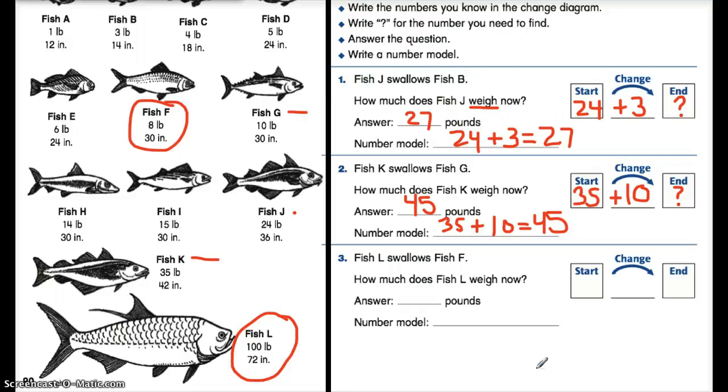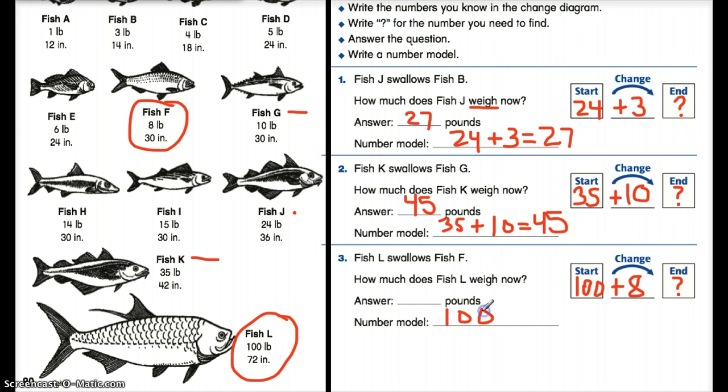All right, let's see how you did. Hopefully you started off by putting 100 in the start box because that's what fish L started out as. Then he swallowed that relatively small fish compared to himself, who was an 8-pound fish. And then we really don't know. We're trying to figure out how much fish L would weigh in the end. So I'm going to go ahead and get that number model.